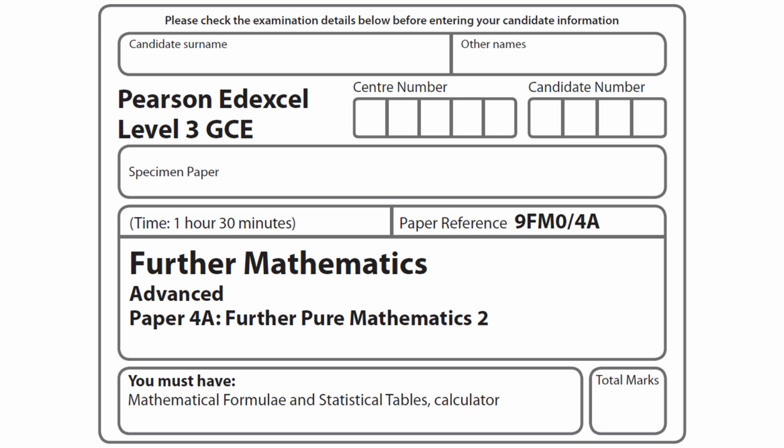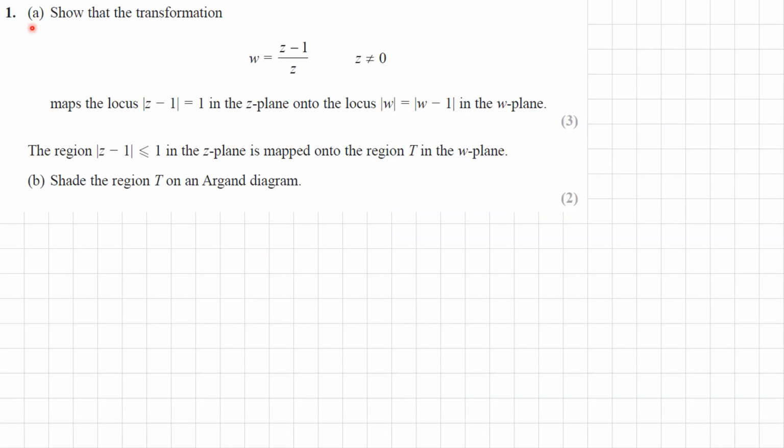This is a walkthrough of a Further Maths A-Level Further Pure 2 paper. Question number 1, Part A. Show that the transformation W is equal to Z minus 1 over Z, where Z is not equal to 0, maps the locus the modulus of Z minus 1 equals 1 in the Z plane onto the locus the modulus of W is equal to the modulus of W minus 1 in the W plane.